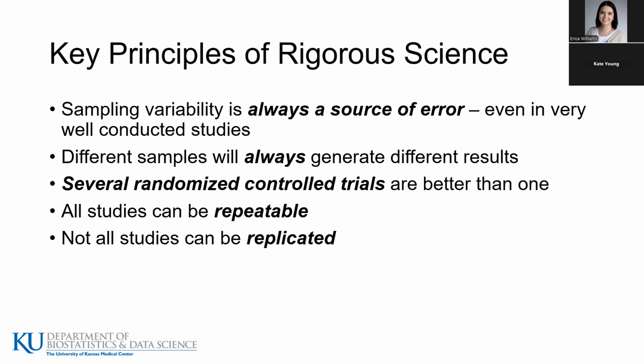All studies can be repeatable. Repeatable means that using the same data and the same methods, we can obtain the same results. However, not all studies can be replicated. Replicated means that if we use the same methods on different data or a different sample from the population, we would obtain different results, but similar.